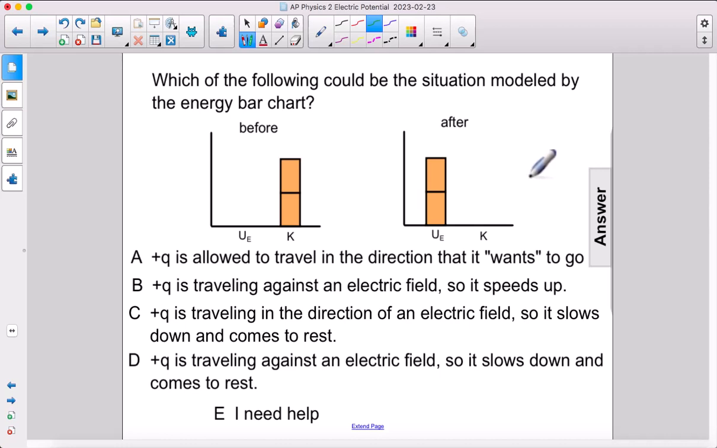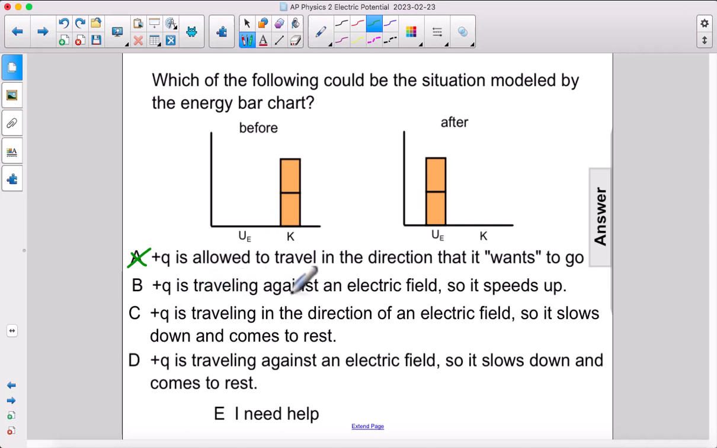Which of the following could be the situation modeled by the energy bar chart? All right, so we start out with kinetic energy, and then it all becomes potential energy. Q is allowed to travel in the direction it wants to go. Now, this would convert potential into kinetic, so that is not right.